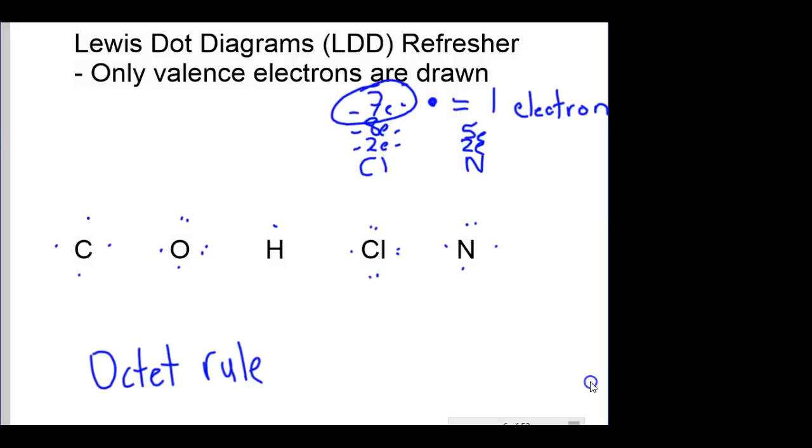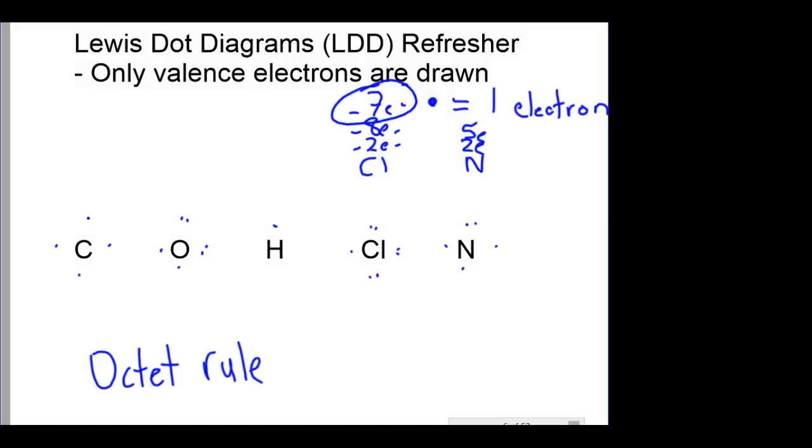13 is 3A. These have 3 valence electrons. 4A, 4 valence electrons. 5A, 5 valence electrons, and so forth. A quick and easy way to figure out your valence electrons. Your groups are not labeled with A numbers. What I would like you to do is take a couple of minutes and fill out the A numbers on top of your columns so that you have this shortcut.